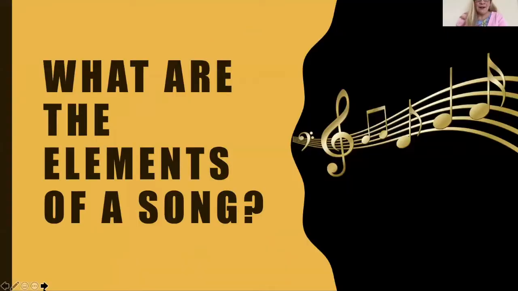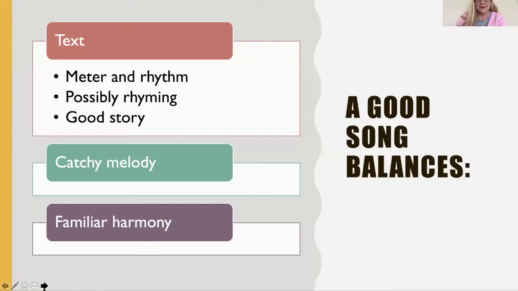So, writing a song has many elements that have to be considered. What do you think some of them are? Well, I bet you thought of melody. It's really important to have a catchy melody. And when I say catchy, I mean something that is easy to remember. What makes something memorable? Well, often it's repetition.